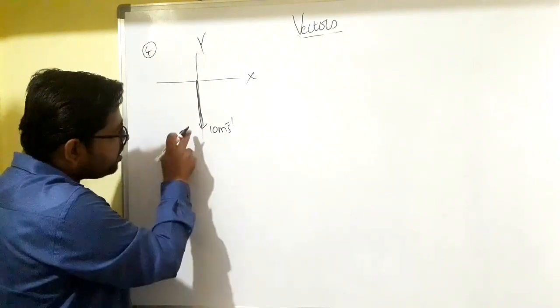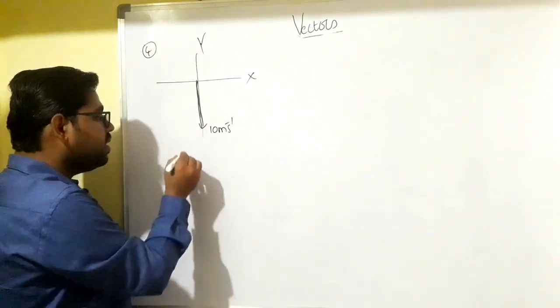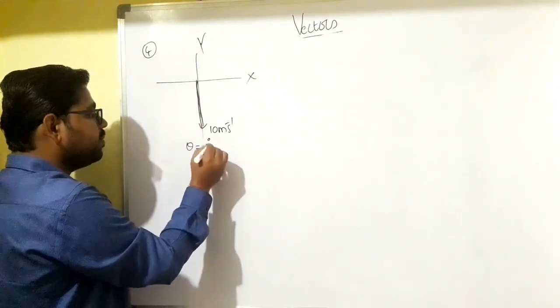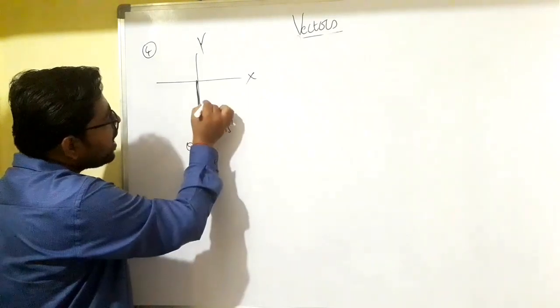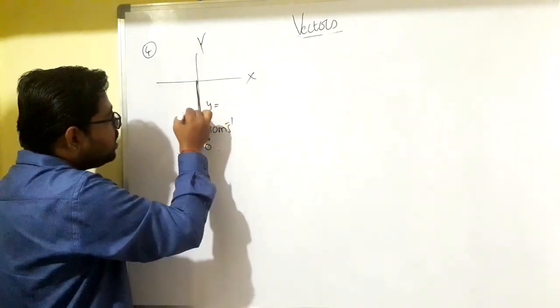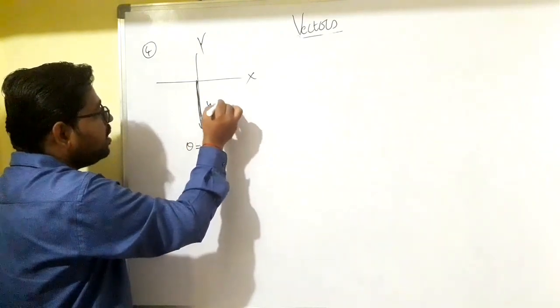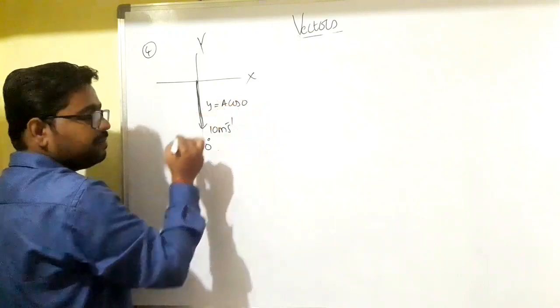So that means, how much is this particular vector making with respect to the y-axis? It is making an angle theta equal to 0 degrees. Now if you resolve this, what is the component along the y-axis? Let's consider it as a vector A, with magnitude 10 meter per second only. A is equal to 10. Y is equal to 10 A cos 0.